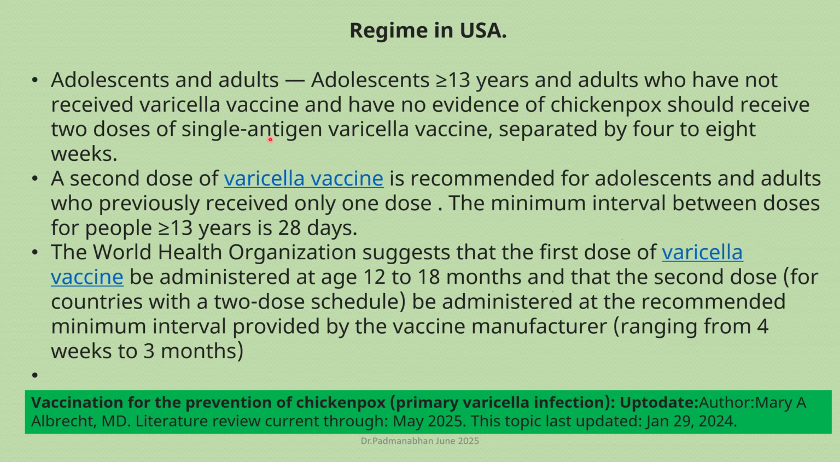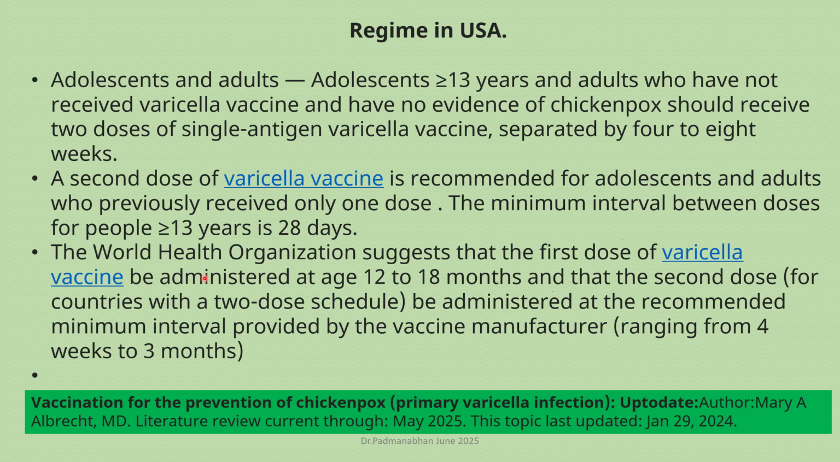I just want you to see the regime for the second dose, the minimum interval windows. Now read the last paragraph, from the World Health Organization. WHO suggests that the first dose of varicella vaccine be administered at age 12 to 18 months, and that the second dose, for countries with a 2-dose schedule, be administered at the recommended minimum interval provided by the vaccine manufacturer, ranging from 4 weeks to 3 months.